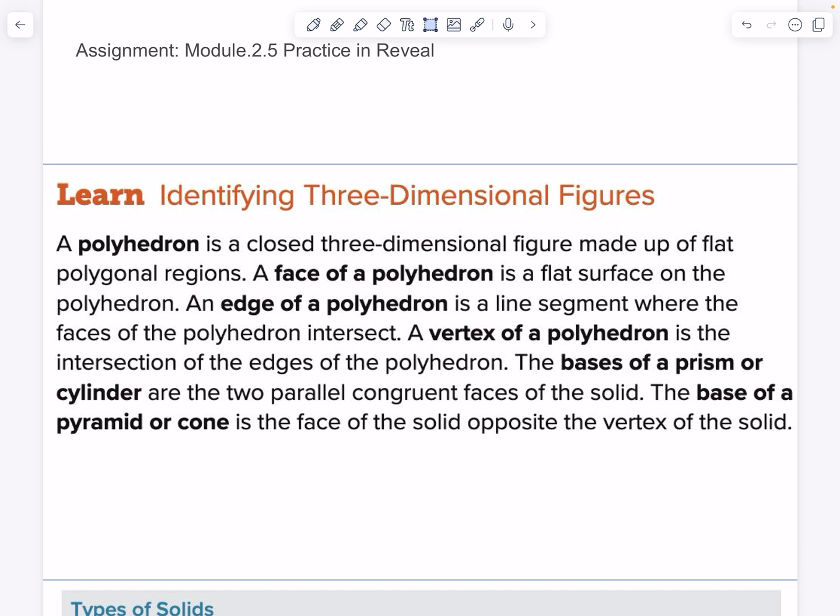So a polyhedron is a closed three-dimensional figure made up of flat polygonal regions. A face of a polyhedron is a flat surface on the polyhedron. An edge is a line segment where the faces intersect. A vertex of the polyhedron is the intersection of edges. The bases of a prism or cylinder are the two parallel or congruent faces of the solid. The base of a pyramid or cone is the face of the solid opposite the vertex of the solid.